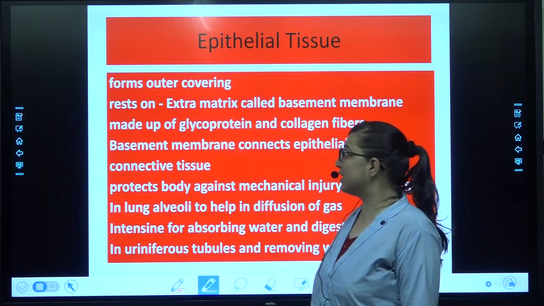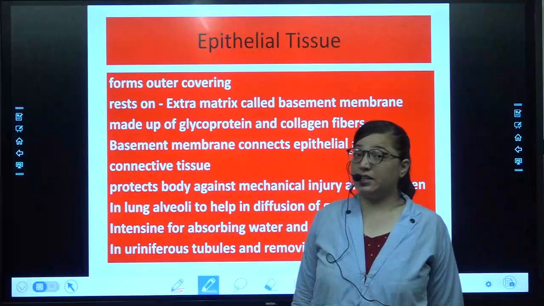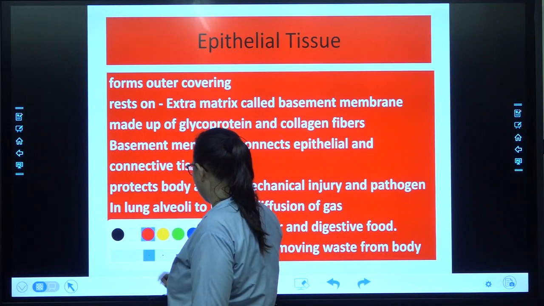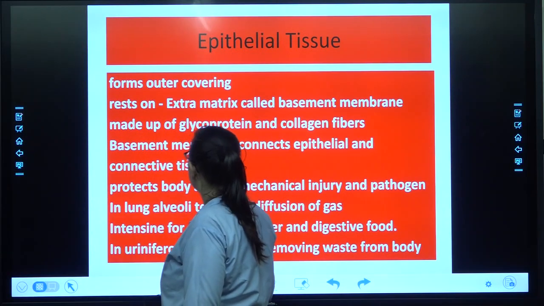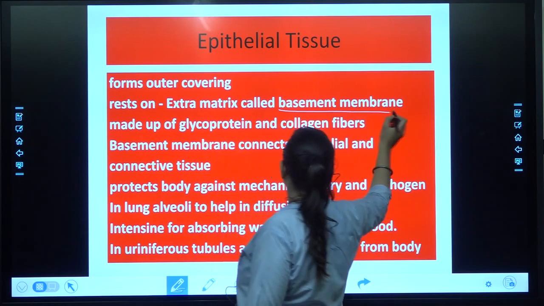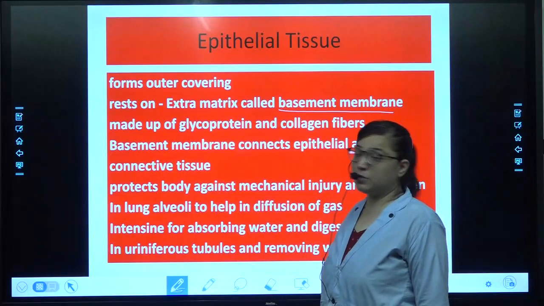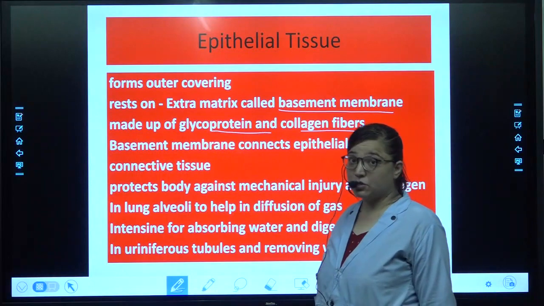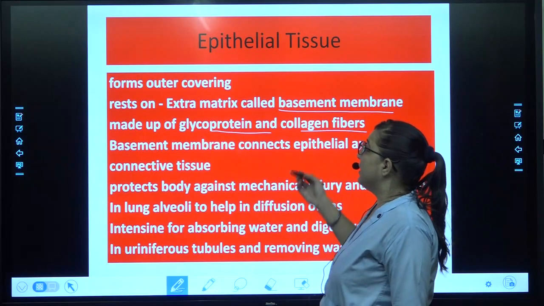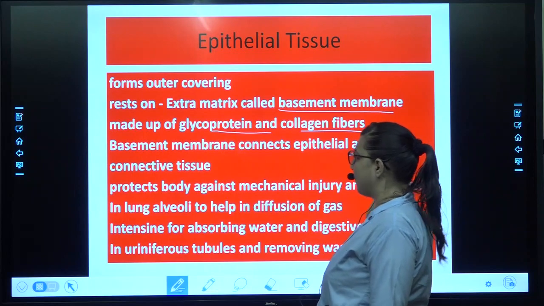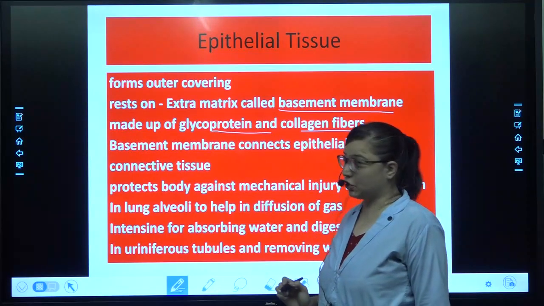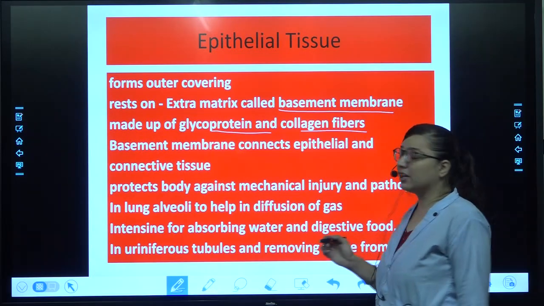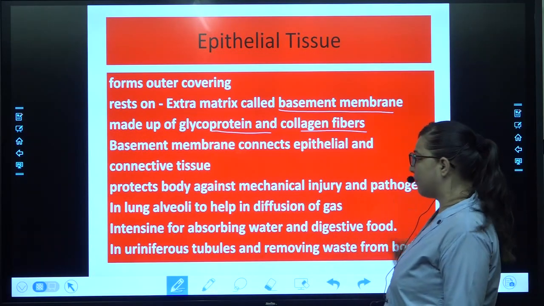What is it doing? It is maintaining the outer covering. Where does it lie? It lies on an extra layer. And what is that extra layer called? That extra layer is called the basement membrane. What is the basement membrane made up of? Glycoprotein and collagen fibers. Alright. Then this basement membrane connects epithelial and connective tissue, and protects the body against mechanical injury and pathogens.